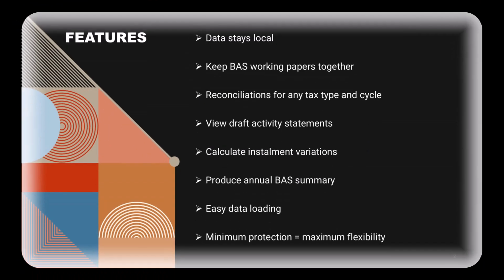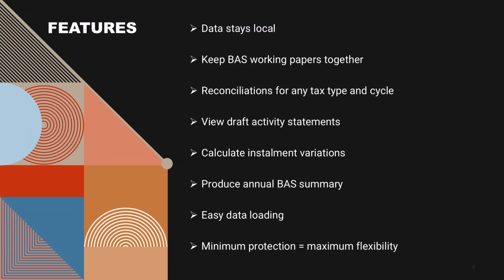section. Our BAS job papers are multi-sheet Excel workbooks, with each workbook designed as an all-in-one working paper solution for a particular type of accounting job. Let's start with some of the key features of our BAS job papers. First, your data stays local. There's just one multi-sheet Excel file. You download it from our website and save it with the client's other records in your document management system.